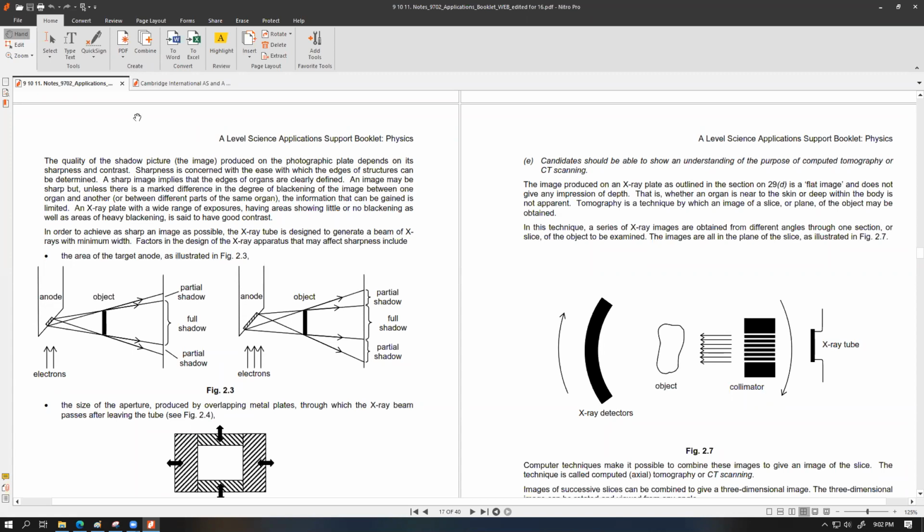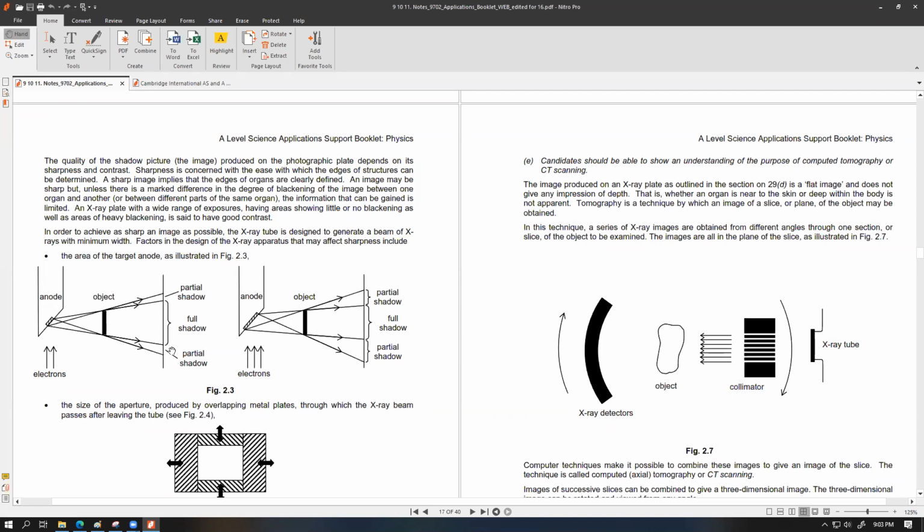Now, how can we achieve this? There are multiple different ways. The ways that we're discussing over here are very oversimplified for what is actually done in an X-ray machine, but the principle is basically the same. The first thing that you can see in figure 2.3 is that if you have a small region of electron shooting, which means the target area of the anode where the electrons are hitting is pretty small, that gives us a very thin partial shadow.